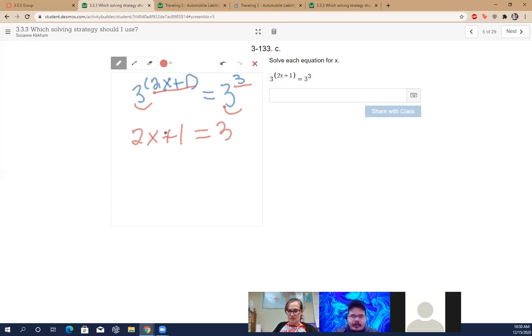What do I need to do first to solve for x? Subtract the 1. Yep, subtract a 1. So subtract 1, subtract 1. We'll have 2x on this side equals, and 3 take away 1 is 2. Okay, now what do I do? Divide. Yep, divide both sides by 2. And that is x equals 1.